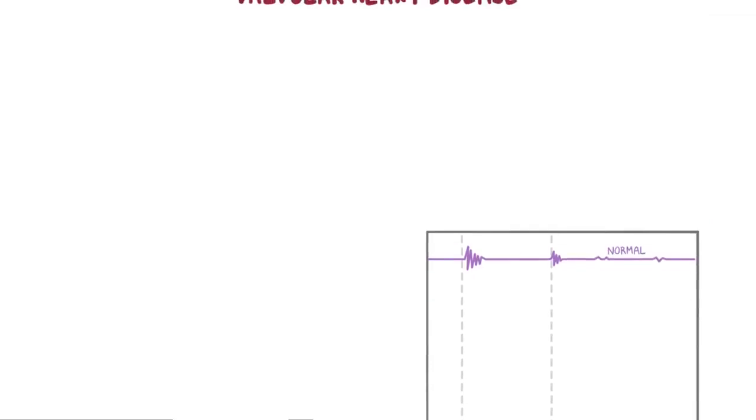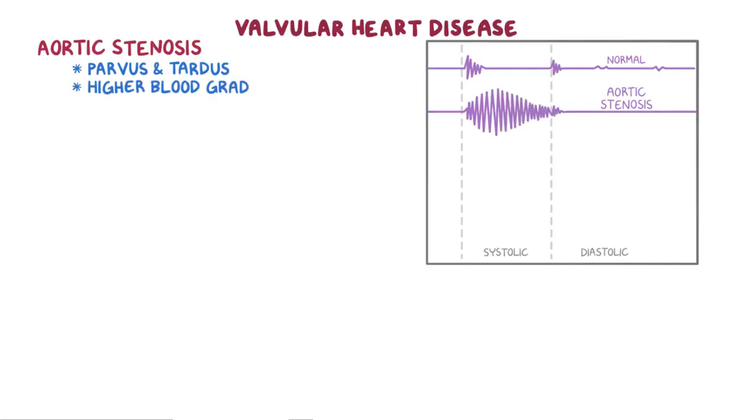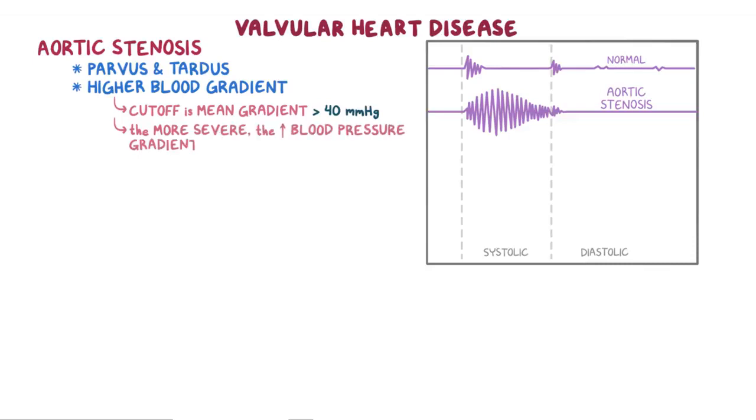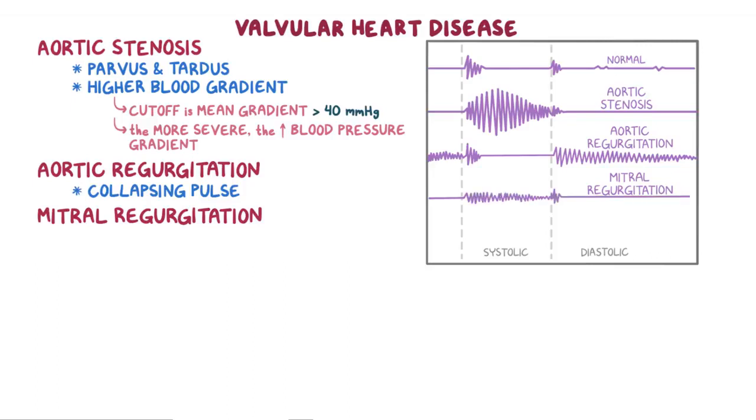Alright, as a quick recap. Aortic stenosis presents with parvus and tardus, mid-systolic crescendo-decrescendo murmur, and a higher blood gradient. The blood pressure gradient cutoff is a mean gradient higher than 40 millimeters of mercury, and the more severe the aortic stenosis, the higher the blood pressure gradient. Aortic regurgitation presents a collapsing pulse, or water hammer pulse, an early diastolic murmur, and an ejection systolic murmur.